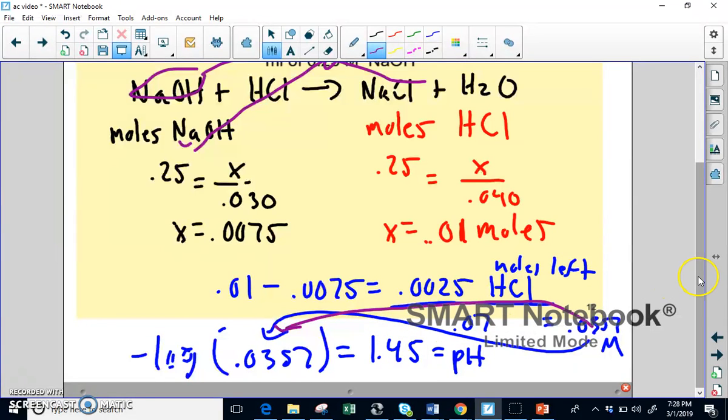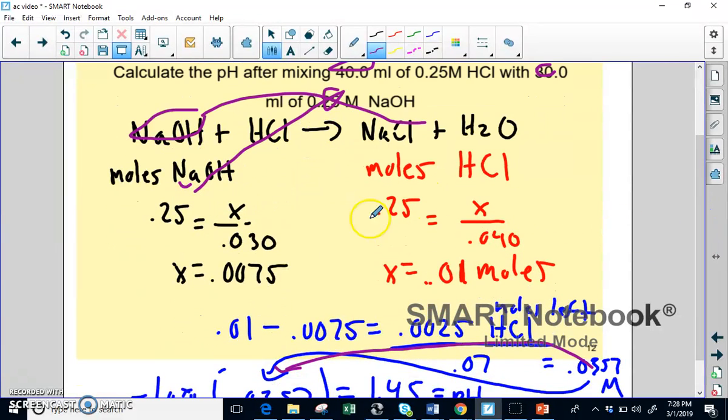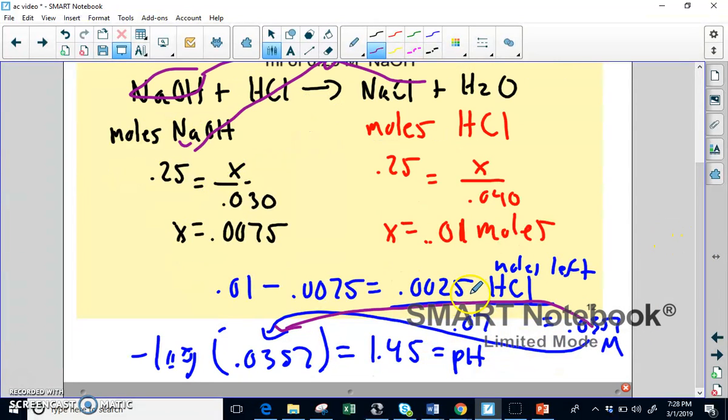So when you're doing strong acid, strong base, incomplete neutralization problems, you have to find how much of either acid or base is left, the moles. So you find the moles first, find which one is limiting, and then find out the amount left by subtracting the smaller from the bigger. Then you get the moles of the excess, divide it by the liters of solution, and you get the molarity of the acid left or the base left. Then, since it completely dissociates, you put that molarity into the negative log of the hydrogen ion concentration.